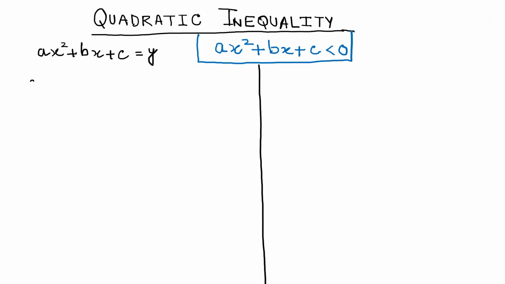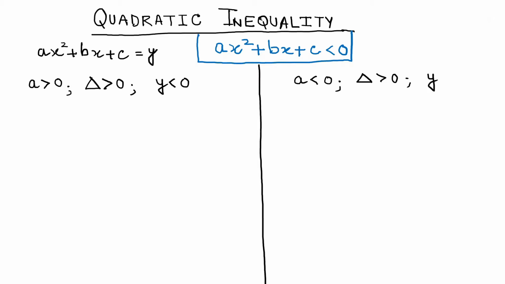The first case that we're going to consider here is a being positive, along with delta being positive, and we have to fix the value of y as less than 0. The second case that we would consider is a is negative, delta is positive, and y we know in any case is less than 0.